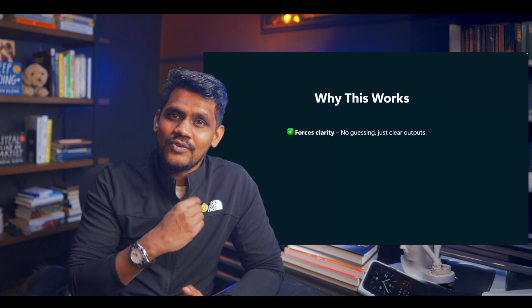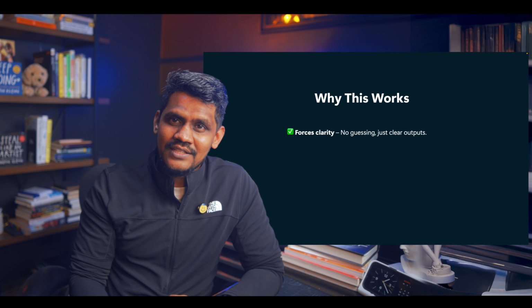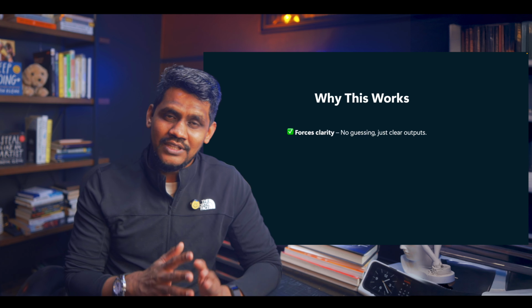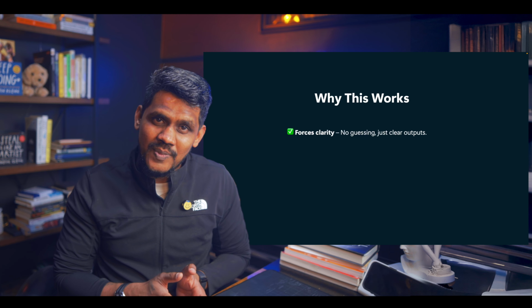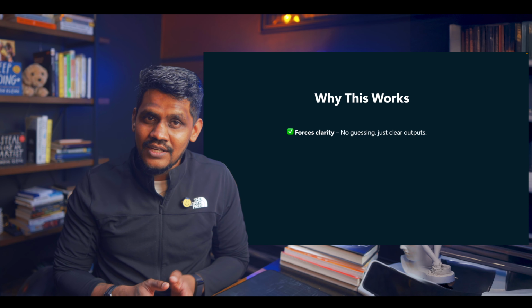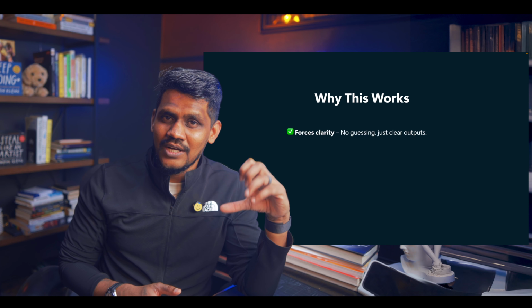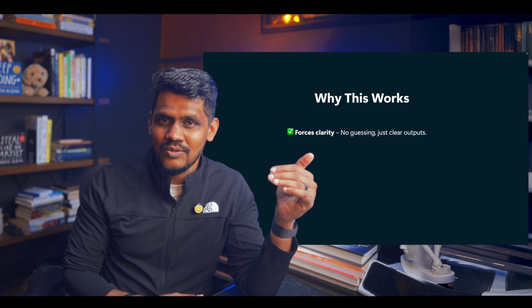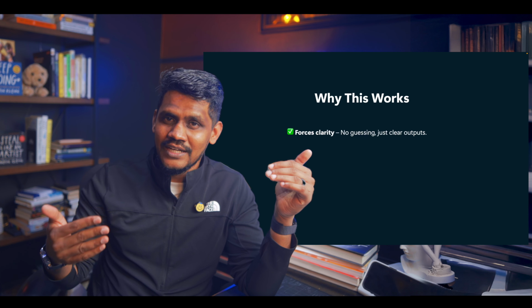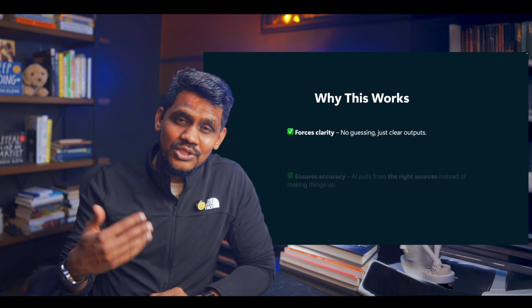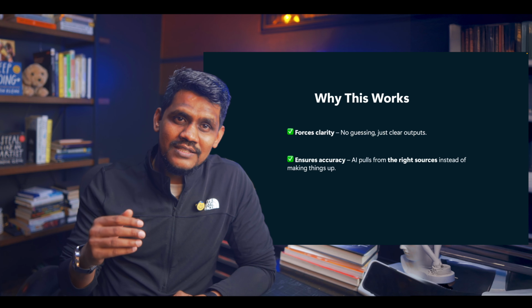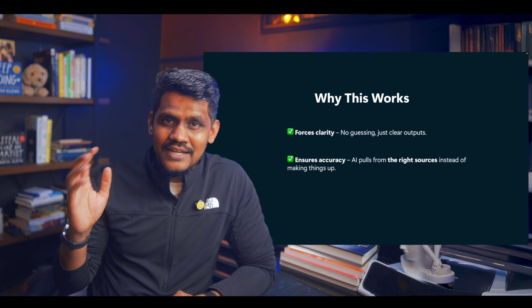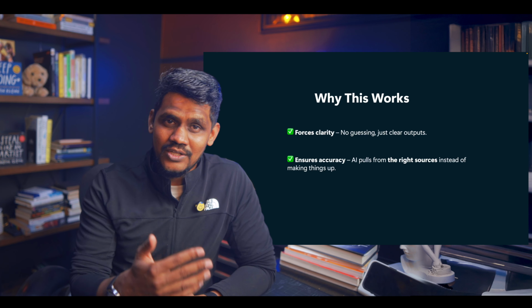First, it focuses clarity. No guessing, it's just clear outputs. There is a clear answer, or the expected answer you already understand. You can think about it this way: you come up with 5 questions and 5 answers. For the 6th one, you only have to give the question because it already knows what kind of answer you're expecting. That ensures accuracy. The AI pulls the right sources and answers the right way that you are thinking, the way you have trained it.